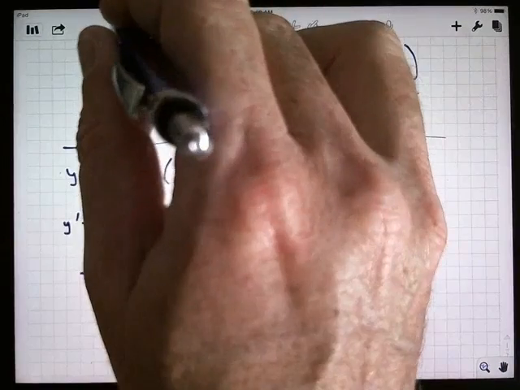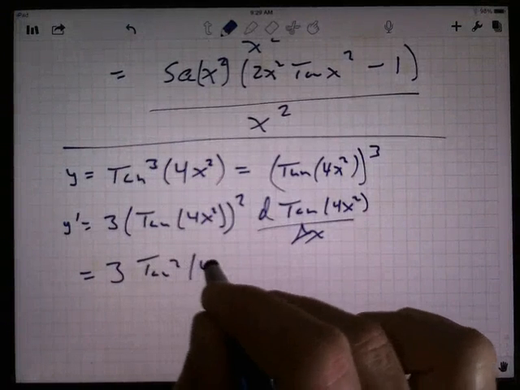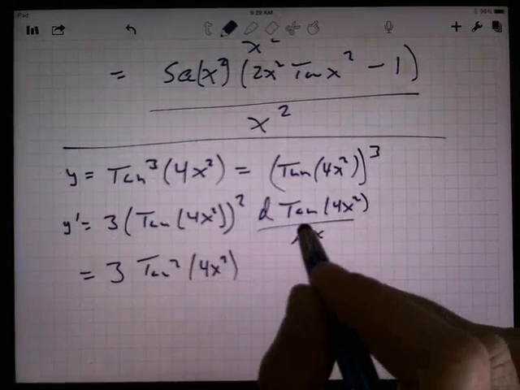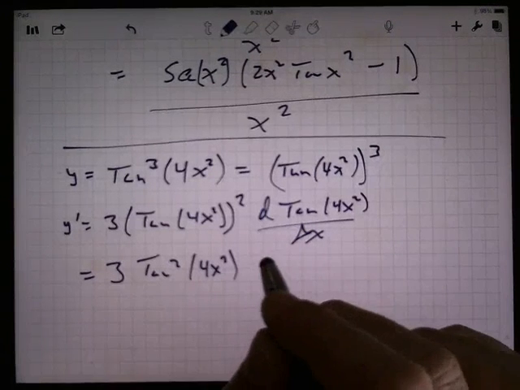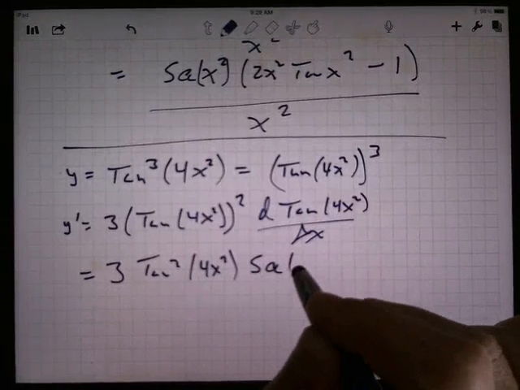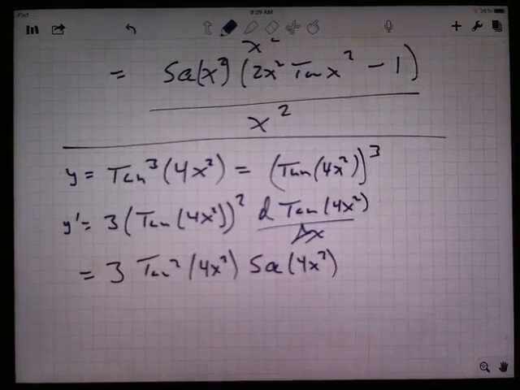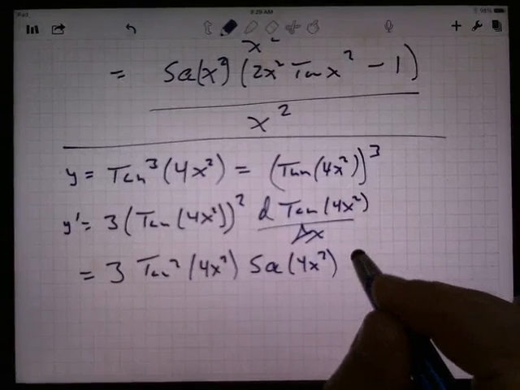Actually, let's just write it this way. Let's just say 3 tan squared of 4x squared. Tangent of 4x squared. So this is the tangent of something. The derivative of the tangent of something should be the secant of that same something. Don't mess with the inside. But then multiply by the derivative of the inside.